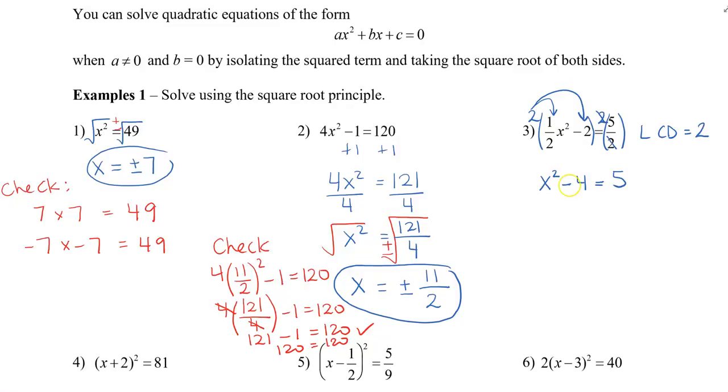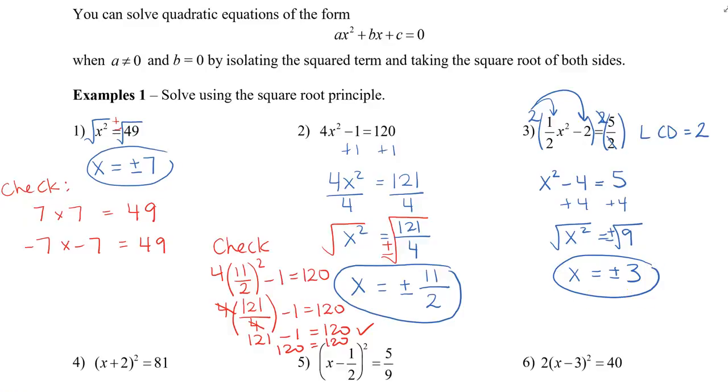So this is really nice because now I don't even have a coefficient in front of x squared. I add 4 to both sides. x squared is equal to 9. Square root both sides. Put my plus or minus on the side with the number so that x is equal to plus or minus, and the square root of 9 is 3.